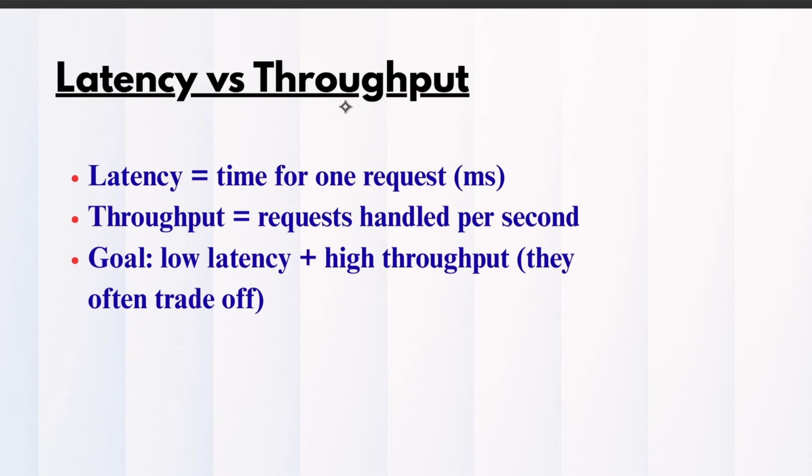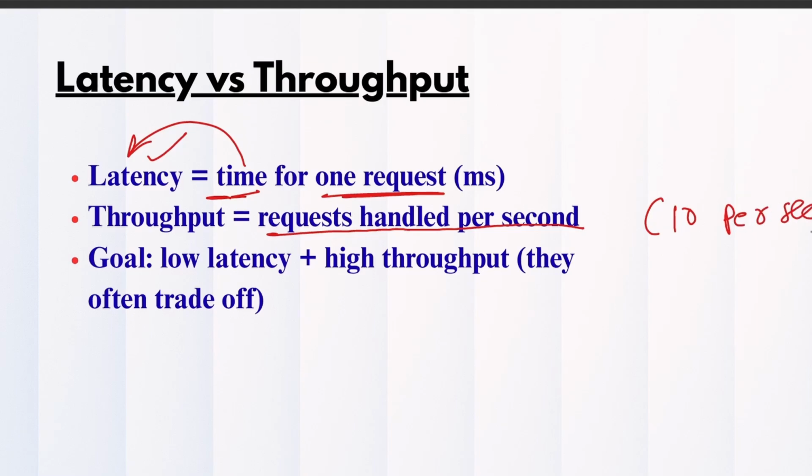The first word is latency. Latency is nothing but time for one request. It is the time. And what is throughput? Throughput is the requests handled per second. Let's say per second you can handle 10 requests, or 10 per second. What are the 10 per second? That's requests. So our goal is low latency plus high throughput.